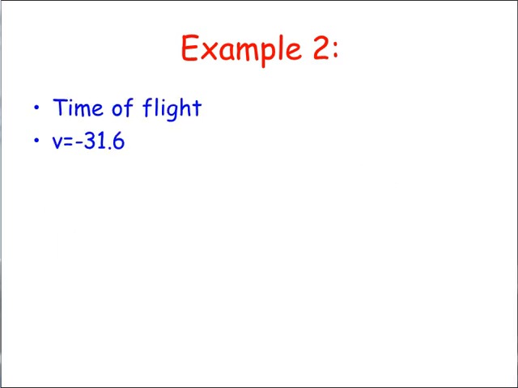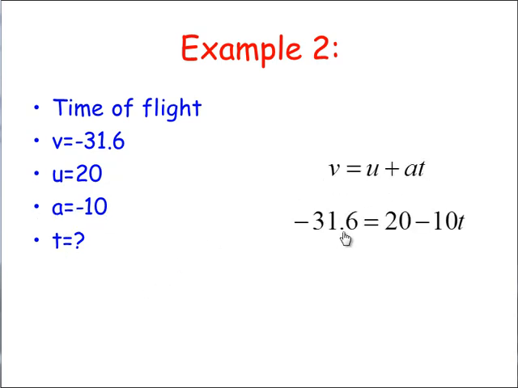And time of flight. Well, the final velocity, impact velocity, is negative 31.6 meters per second. We have the initial velocity is 20 in the positive direction. We have a equal to negative 10. We've got t as our unknown, so we've got v equals u plus at as our equation. So we substitute in and rearrange to solve for t, which is 5.1 seconds.